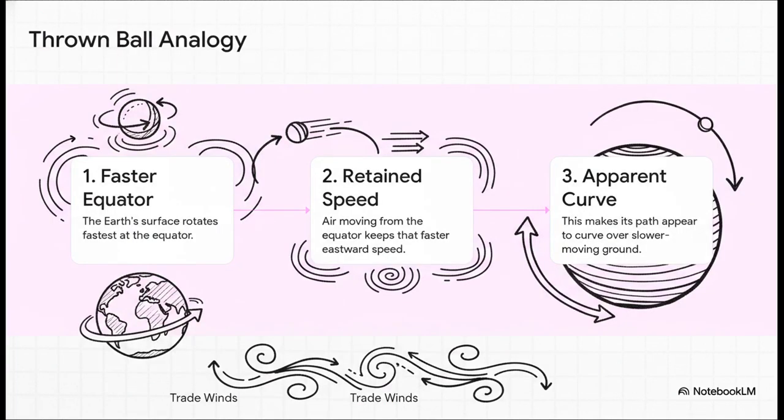Okay, the best way to wrap your head around this is the old thrown ball analogy. Just imagine you're standing on the equator, where the Earth is spinning super fast, and you throw a ball straight towards the North Pole. Well, that ball keeps the eastward speed it had from the equator. As it travels north over ground that's moving slower and slower, it gets ahead, and its path appears to curve to the right. This is what creates our big, prevailing wind patterns, like the trade winds.